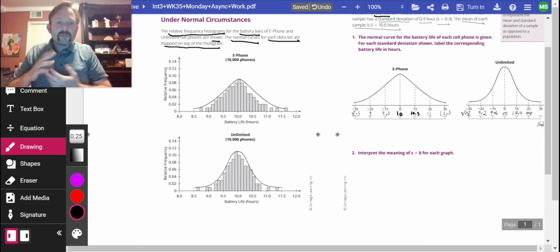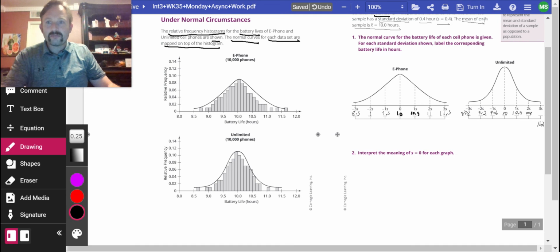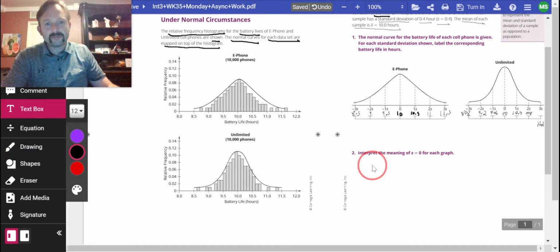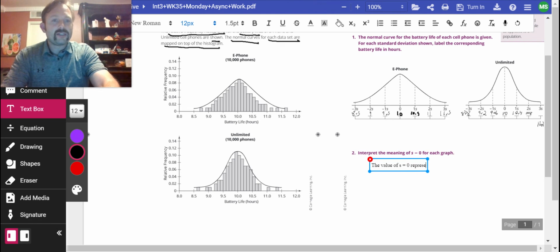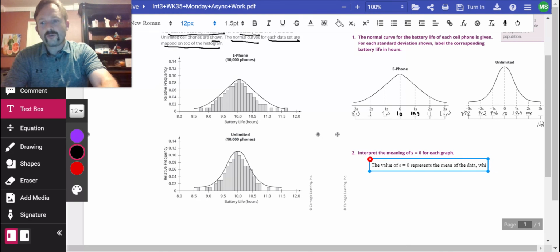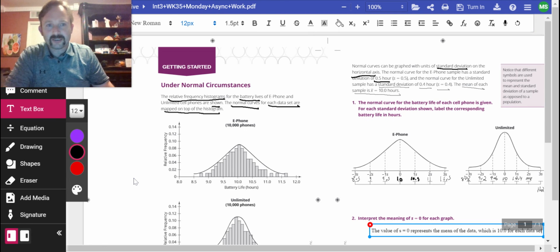It says interpret the meaning of S equals 0. So that means 0 standard deviations from the mean. So what does that mean? Let's type it in. The value of S equals 0, so the standard deviation of 0 represents the mean of the data, which is 10.0 for each data set. How do we know that? Well, that's because it says right here, the mean is 10.0.